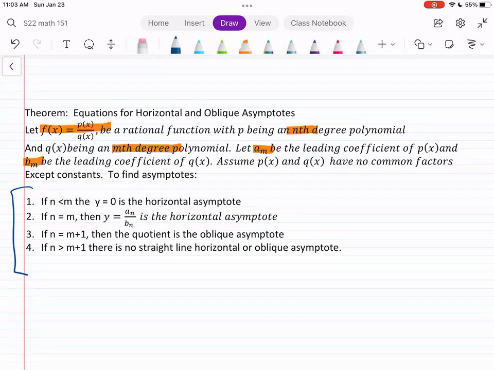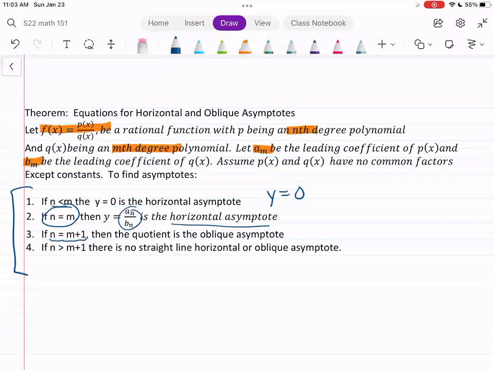If the numerator has a lower degree than the denominator, then the function is going to approach 0, and the x-axis is the horizontal asymptote. If the two are equal in degree, then the ratio of the leading coefficients gives the horizontal asymptote. If the numerator is greater by 1 in degree, then the quotient of the two is the oblique asymptote. And if the degree of the numerator is more than 1 bigger than the denominator, then there is no straight line, oblique or horizontal, asymptote. So let's look at some examples here.